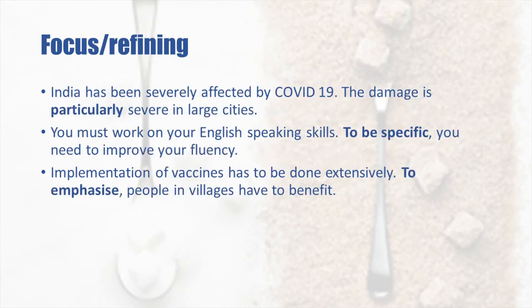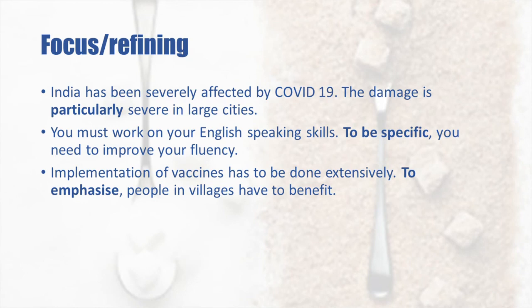India has been severely affected by COVID-19. This is a very general statement and you're trying to shift the focus of the audience onto a particular thing, that is large cities. So you're talking about the fact that the damage is particularly severe in large cities. This makes it very refined. As the word says, particularly, it gives you that particular detail. And it's not the same as giving an example, because you're talking about the damage that has been done, the effects of COVID-19, and you're particularly talking about large cities.